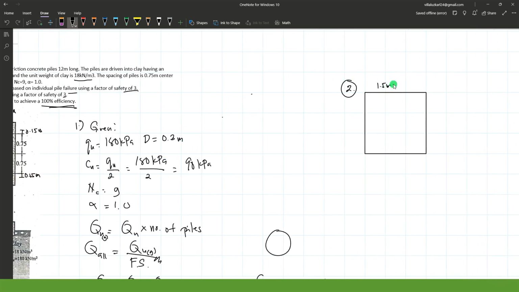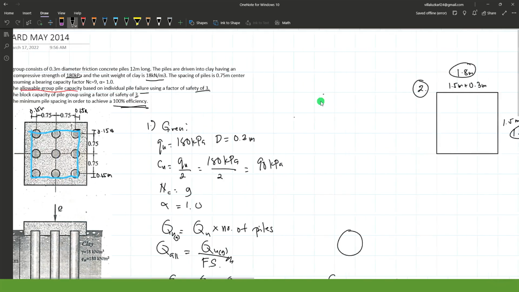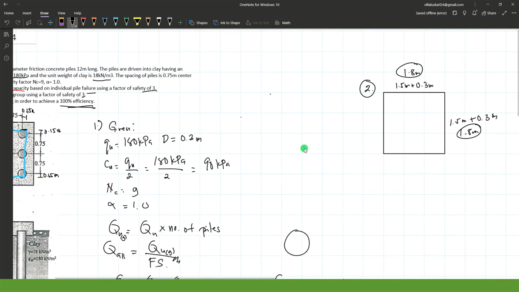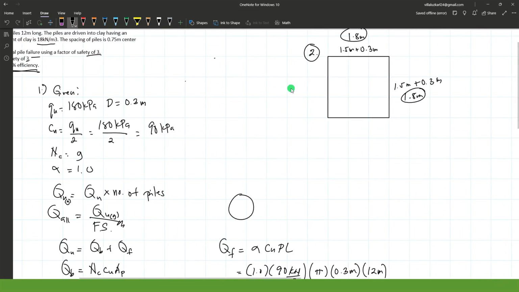So that would be 1.5 meters plus 0.3. Same goes to the other side. Just add 0.3. So we have a total of 1.8 meters. That's the dimension of this rectangular block. So now for the allowable for a group of pile, let's put B as block. That will be QU over factor of safety, where QU is QB plus QF.